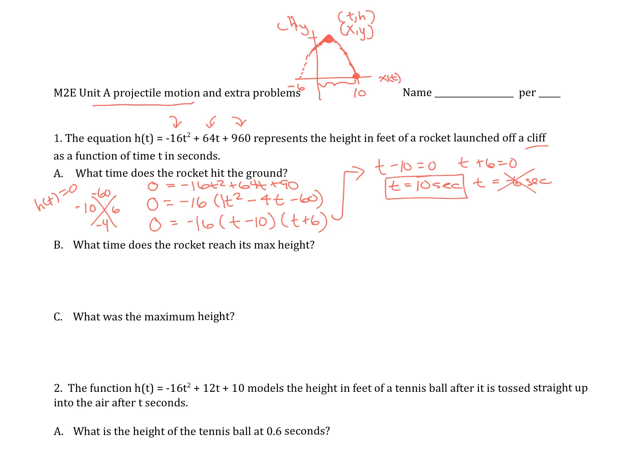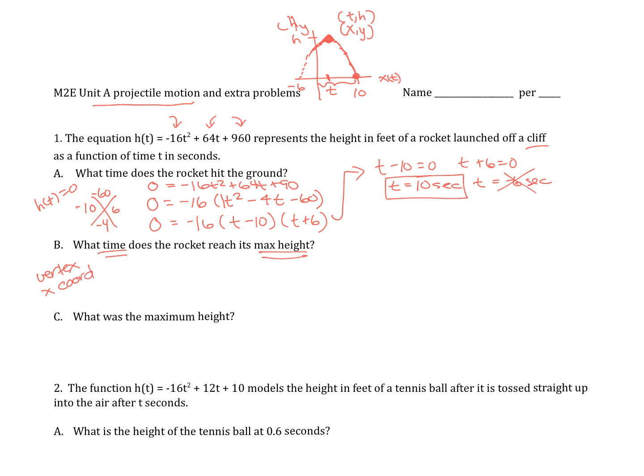So my max height occurs at a certain time t. That's the variable of my vertex. So what I really want to find here, when I want to find max height, the time, is I would like to find my vertex. And for the time, I want to find the x coordinate of my vertex.